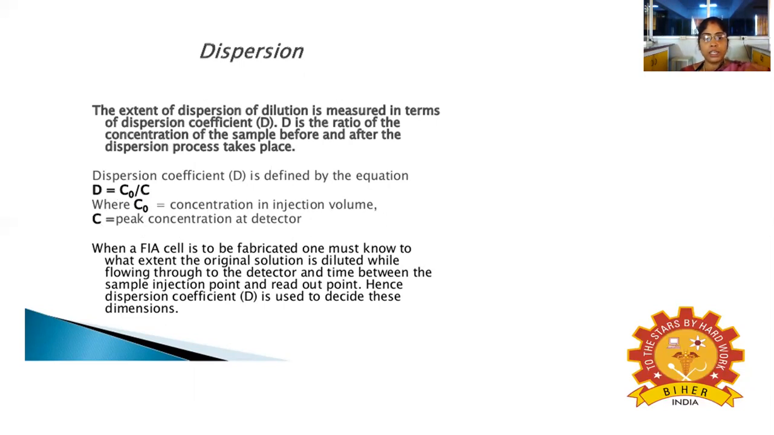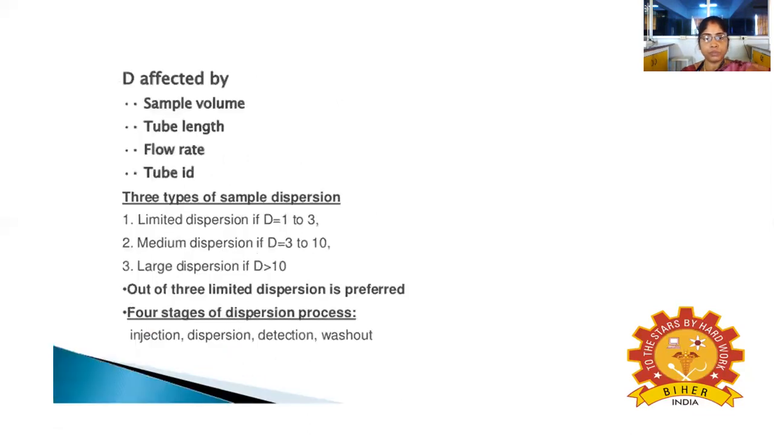Here the diffusion process is based on dispersion of your analyte into different forms of species, for detecting what type of chemical species is present, or whether it is present in the form of atoms. What are the factors that affect the dispersion coefficient? Your sample volume, the tube length of your carrier, the flow rate, and the inner diameter.